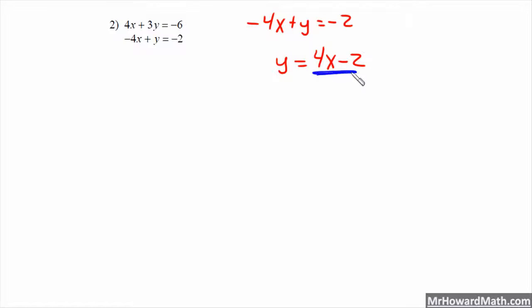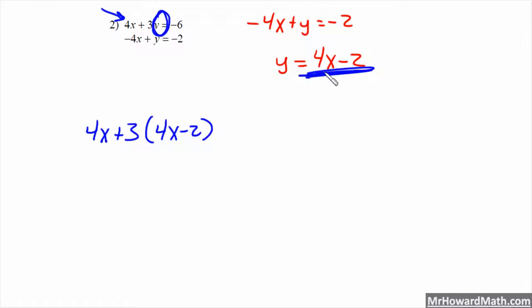I now know that y is the same thing as 4x minus 2. So I take that information and I substitute it into this equation right here for that y. So I'm going to do that next. So I'm taking this equation in blue, 4x plus 3 times y, and y is the same thing as 4x minus 2. So I just substituted in 4x minus 2 for that y, and that equals -6.